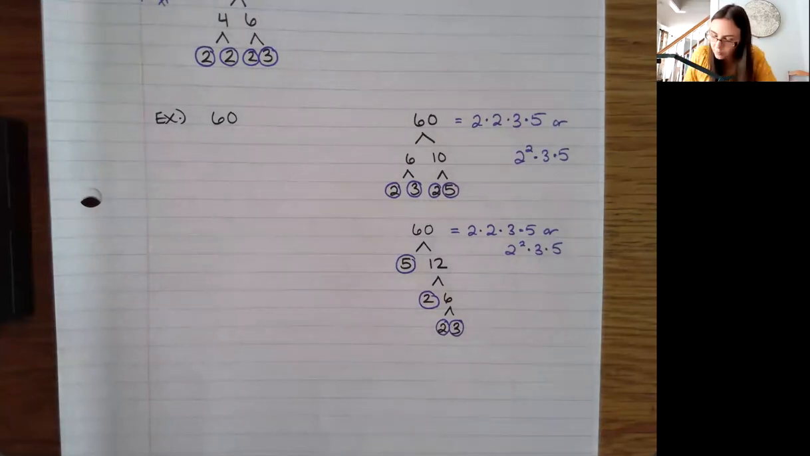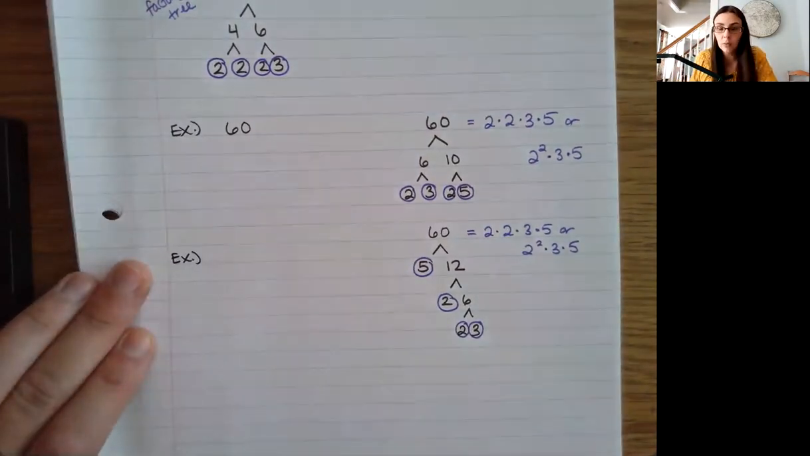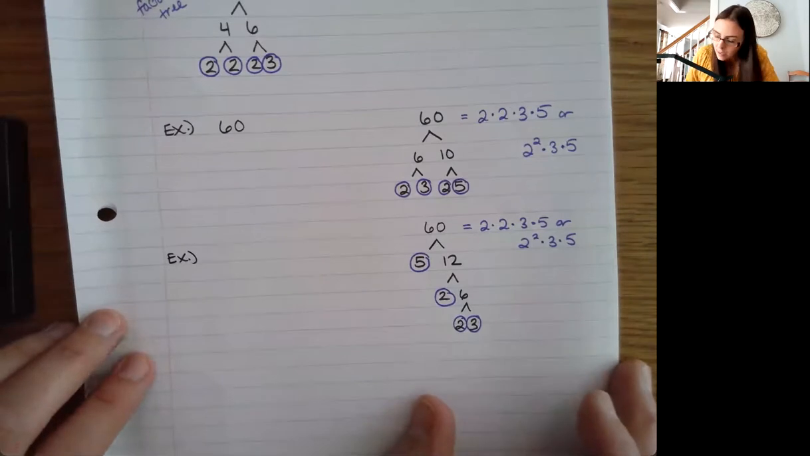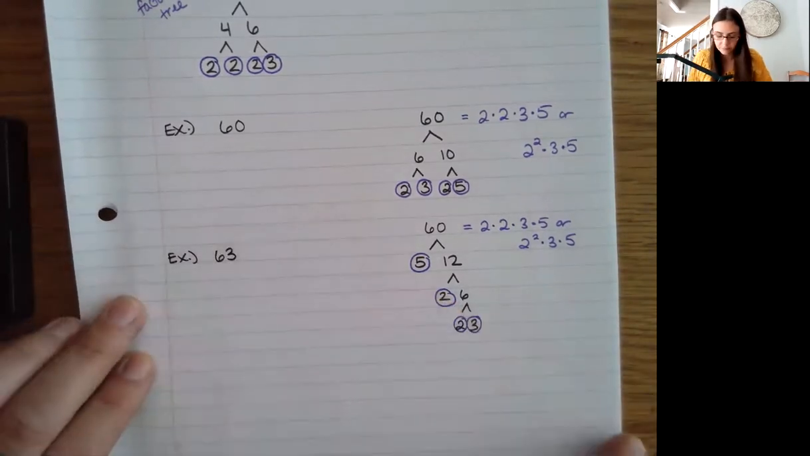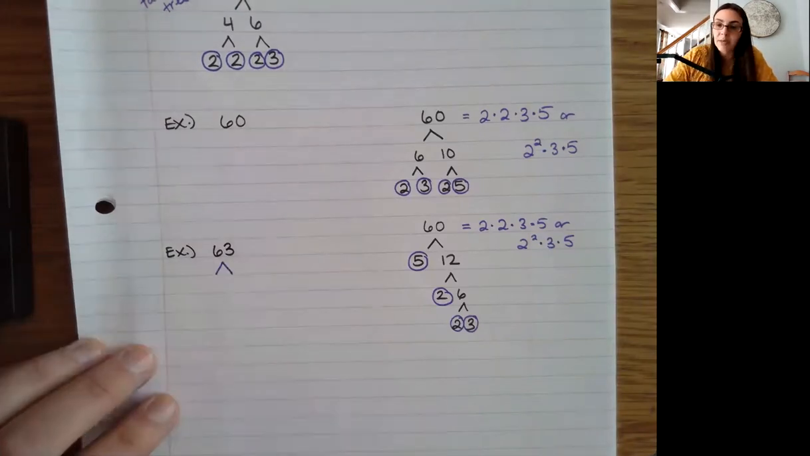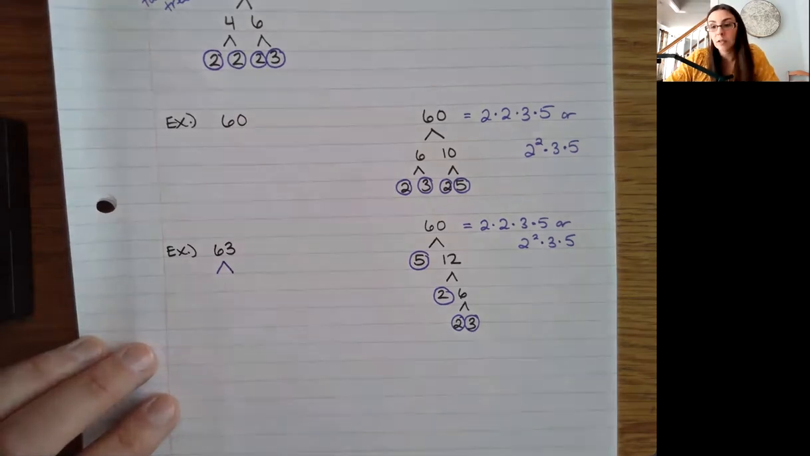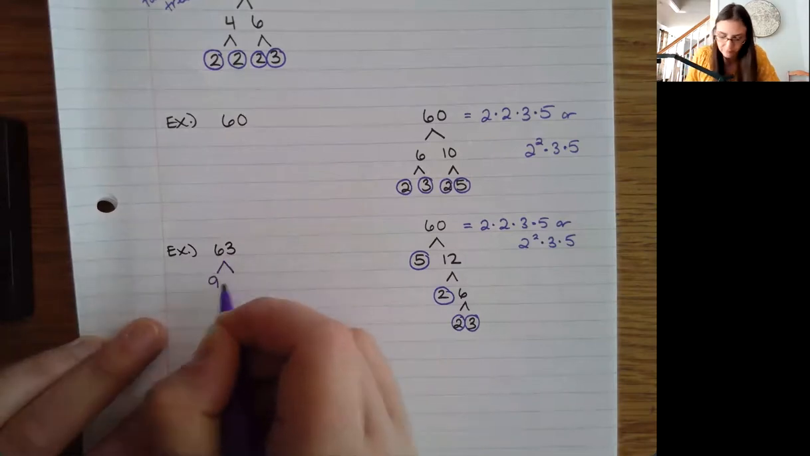All right, let's do one more. And this is a good one to maybe pause the video and try on your own, see if you can get it first. So I'm going to do 63. Okay, so for this one here, think about what your possible combinations could be. And again, there's more than one, which is absolutely fine. So some of you may recognize that this is 9 times 7.